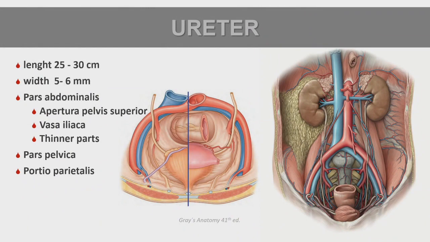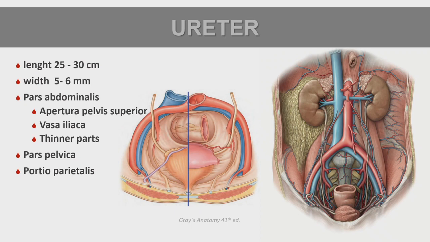So from the pelvis, the urine is flowing into the ureter. The ureter is a tubular structure which is about 30 centimeters long, and the width of the tube is about 6 millimeters. When it's larger, with a diameter more than 6, it is called hydroureter. So hydroureter and hydronephrosis are dilatations of the collecting system.